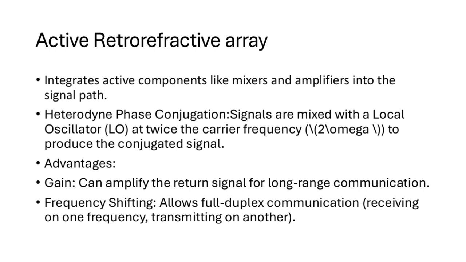What are the advantages of these active retrodirective arrays? The first thing is gain. We can amplify the return signal for long range communication. The second advantage is frequency shifting. It allows full duplex communication, receiving on one frequency and transmitting on another. These are the two main advantages of the active retrodirective array.